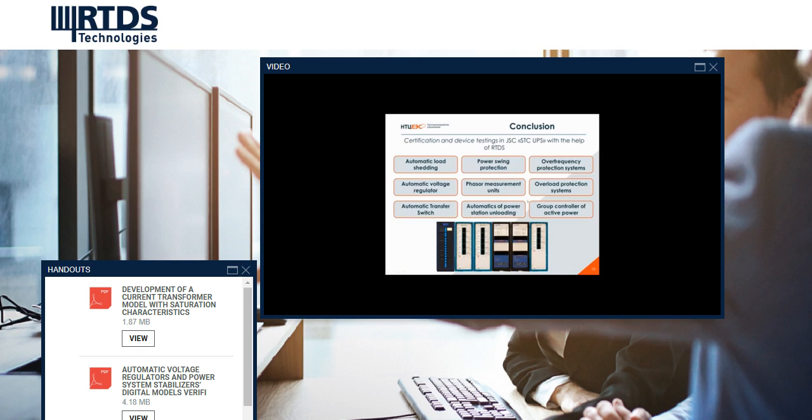In addition to AVR, we are engaged in research and experiments with other power system control devices. Some of them are named on the slide.